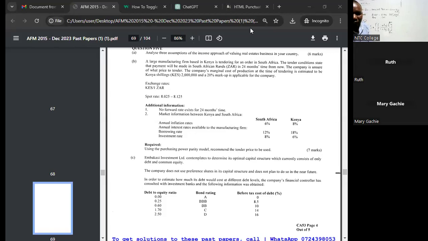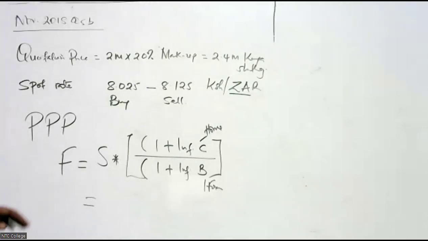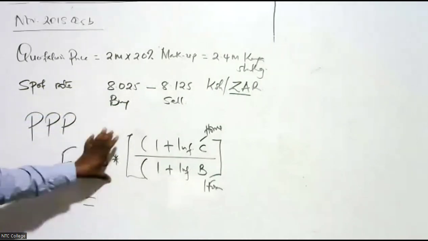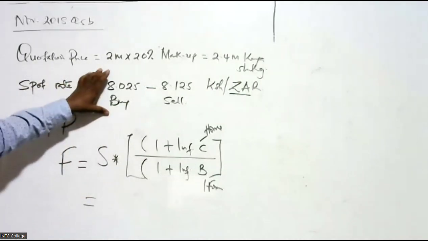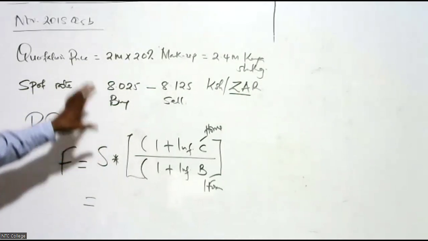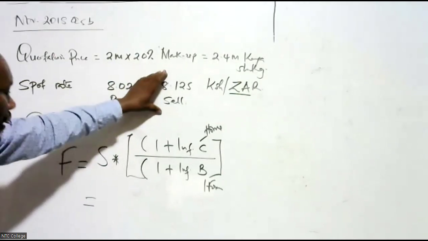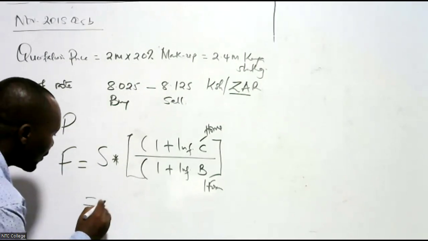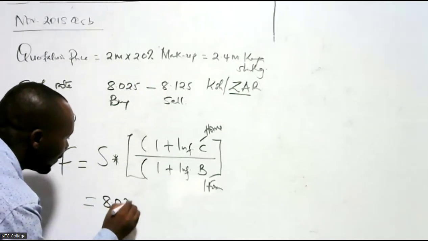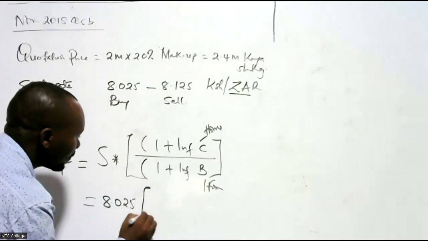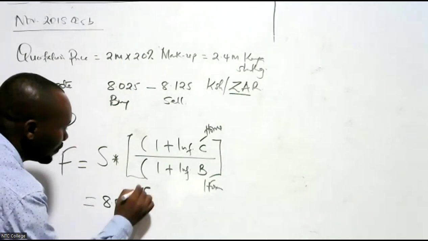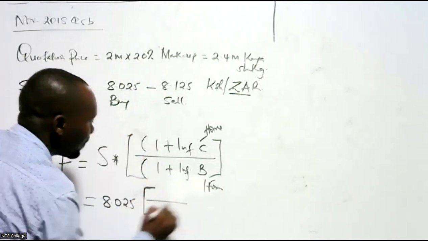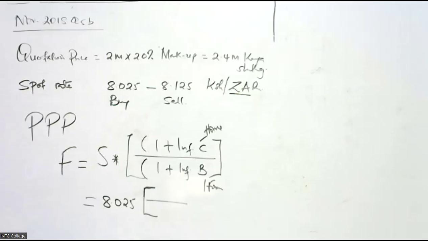Na hiyo tumeelewana vizuri. So once you know that the bank will buy, then use the buying rate to calculate the forward buying rate. Use the spot buying rate to help you get the forward buying rate. If it was selling, use the spot selling rate to calculate the forward selling rate. Now, we are going to have our 8.025, into, we have here the foreign currency, for the country's rates.